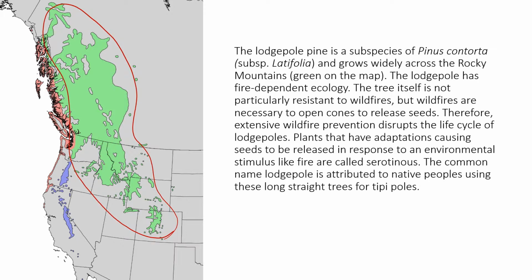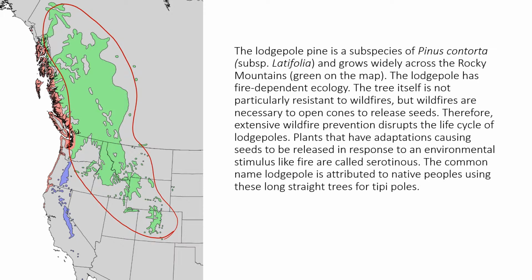And the lodgepole is interesting because it has a fire-dependent ecology. The tree is not particularly resistant to wildfires. It has relatively thin bark, so it's not like a sequoia tree, which has thick bark that somewhat insulates it from wildfires. But the tree requires wildfires in order to propagate. Wildfires are necessary to open the cones and release seeds. And so this means that if there's too much wildfire prevention, it will actually disrupt the life cycle of lodgepoles and other species of plants which require wildfires in order to propagate and to exist in healthy ecosystems.